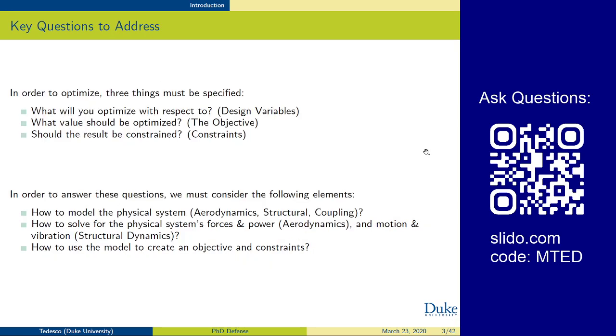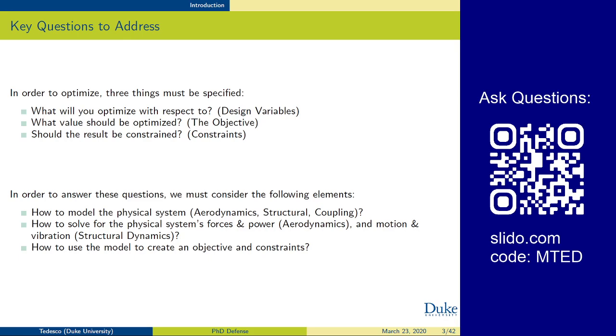Well, to do it, we need to set up an optimization problem. And to do that, we need three things. We're going to need to decide what we're going to optimize with respect to. This is known as the design variables. What value should we be optimizing? That's known as the objective function. And then, should we be considering any constraints on the system? This is known as the constraints.